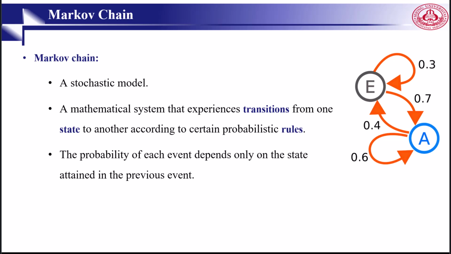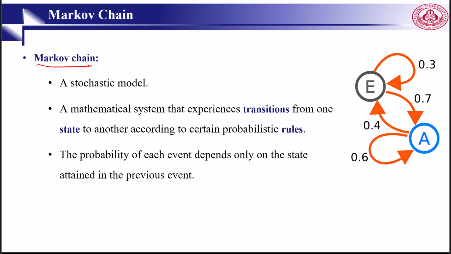What is a Markov chain? A Markov chain is a stochastic model where the next state depends only on the current state, not on the history. This is called the Markov property. So we need to understand this Markov property because it helps us later in understanding reinforcement learning in detail. It's a stochastic model, and it is a mathematical system that experiences transitions from one state to another according to certain probabilities or rules. The probability of each event depends on the state attained in the previous event.